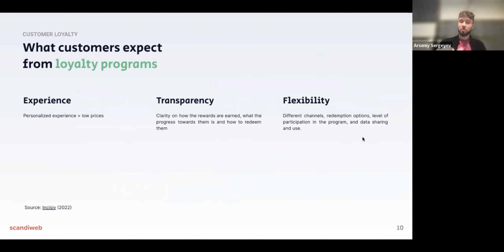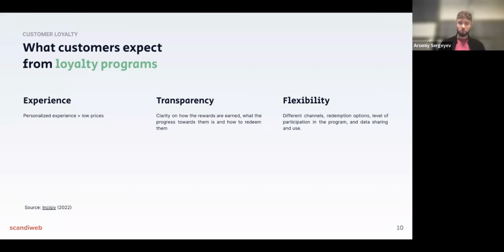But in terms of specific loyalty programs, when you have specific efforts aimed at keeping customers with you and providing them more value, building the relationship further, there are three main groups of things that people expect from loyalty programs. The report this is from summarized what customers expect from loyalty programs in 2023. Here's an outlook, three main things: experience, transparency, and flexibility.